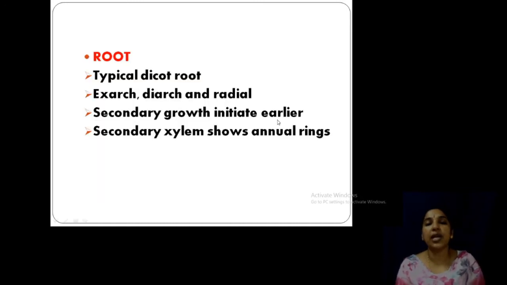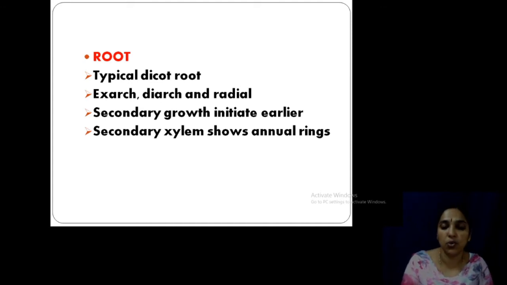Then looking into the anatomy of the root, you can see the structure is very similar to the angiosperm root, that is a typical dicot root with exarch, diarch and radial. You know the arrangement of xylem, that is radial arrangement, xylem and phloem side by side, not in a single ring. Okay. And that is diarch, two xylem groups, two phloem groups. Exarch, metaxylem towards center, protoxylem towards periphery. Okay. Then secondary growth is early, very fast, and annual rings are also present in the root system.